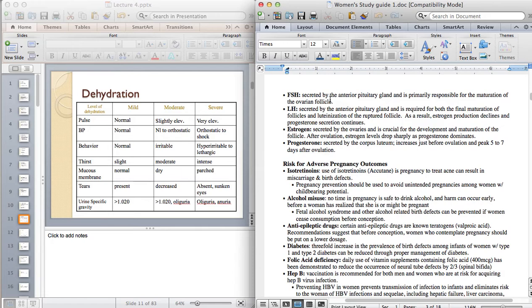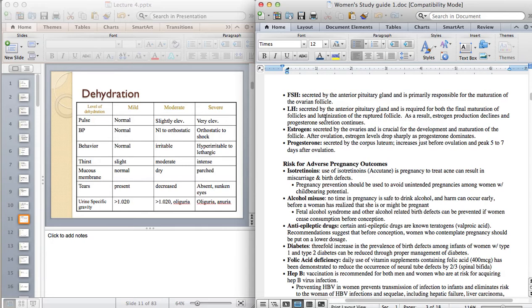So what solution will be referred to as isotonic? Normal saline. Which other one? There's another one. Lactated Ringer's. So you can replace with that. For us, the oral one will be Pedialyte. That will be good stuff. Yes.